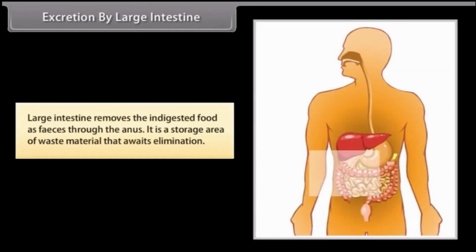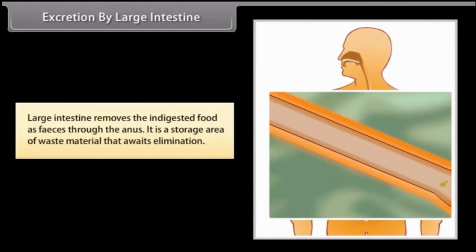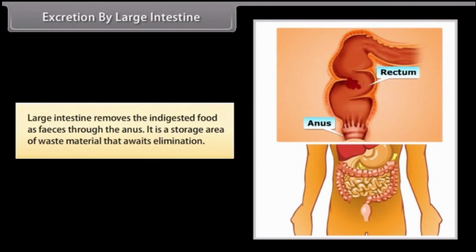Excretion by large intestine. The large intestine removes the undigested food as feces through the anus. It is a storage area of waste material that awaits elimination.